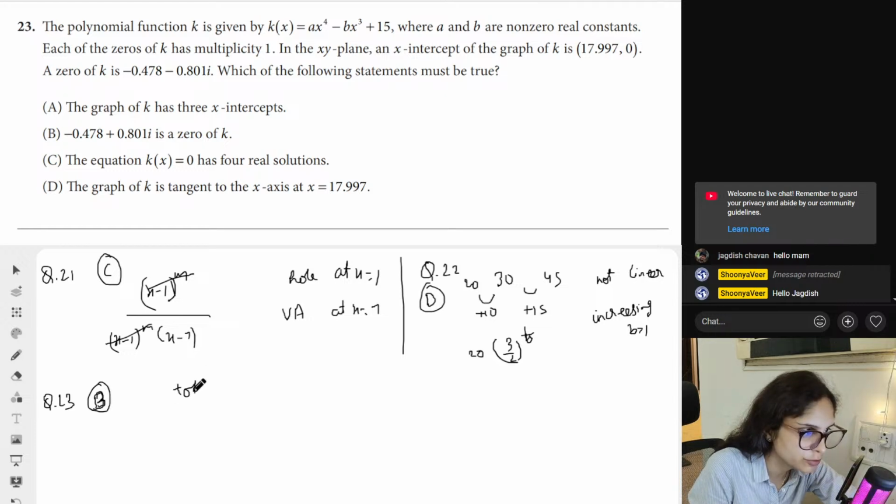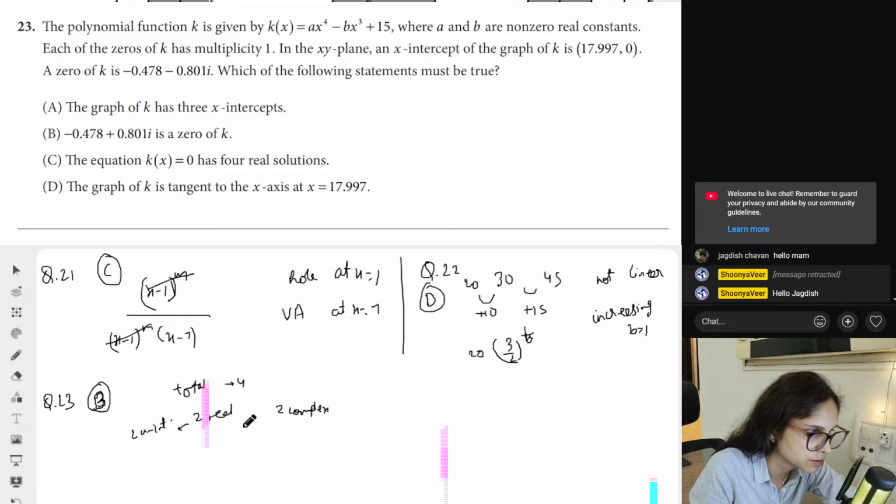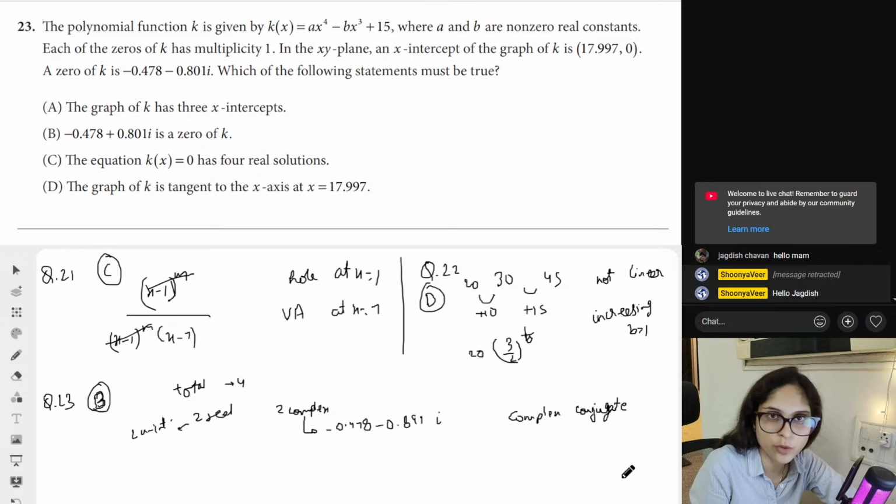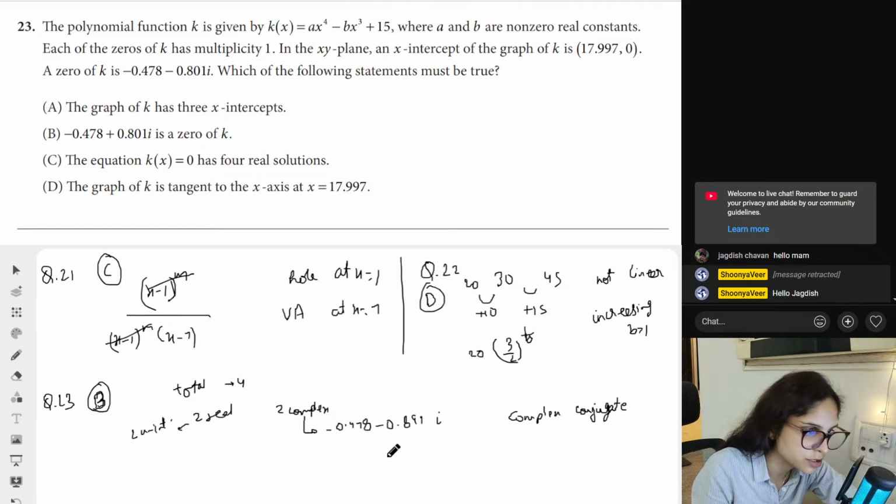Because total zeros are going to be 4, 2 are real and 2 are complex. Because one is complex, that means the other one also has to be complex. So there are only 2 x-intercepts and only 2 real zeros. So those 2 options are gone. And if it is negative 0.478 minus 0.801i, it doesn't matter what the numbers are, we just have to find the complex conjugate. So for the imaginary part, you take the opposite of it. If it's positive, it becomes negative. If it's negative, it becomes positive. So this would become positive. So that is option B.